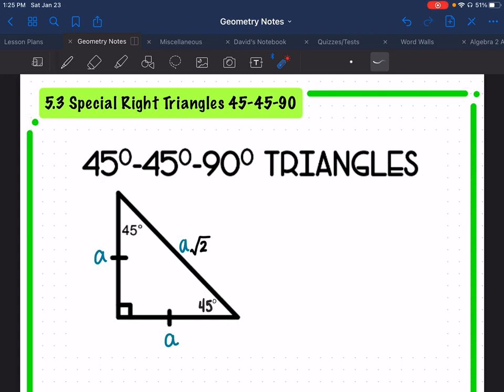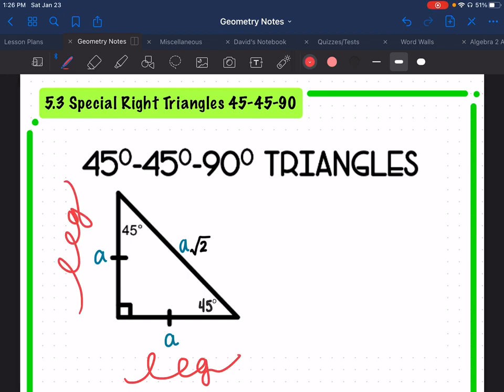Now, a 45, 45, 90 is by definition an isosceles right triangle because I have two of my base angles that are equal, making the two sides equal as well. So whatever those sides are, they are always the same. And if you notice, these are the two legs of your right triangle. So let's go ahead and label them as such.